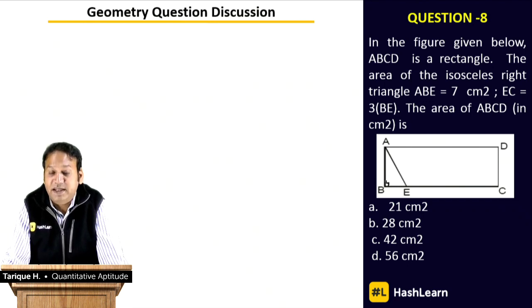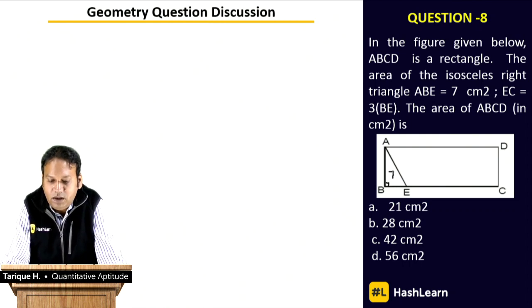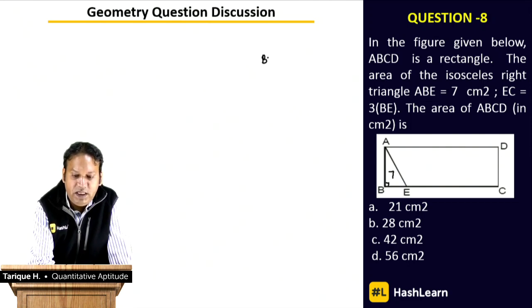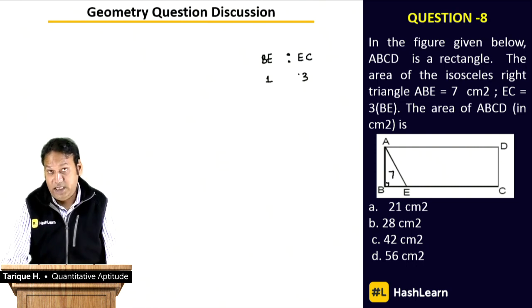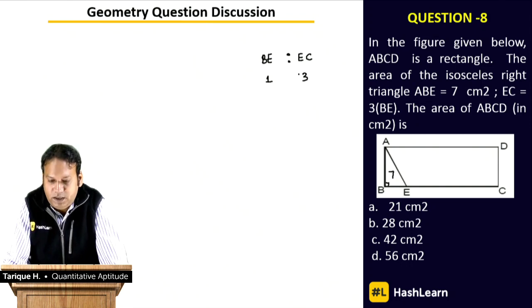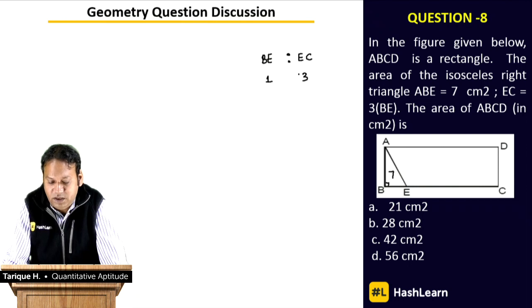What is given to us is that the area of this triangle is 7. So I'll just write on here 7. All right. And also it's given to us EC is equal to 3 times BE. So the ratio of BE and EC is 1:3, because EC is 3 times BE. So if BE is 1, EC will be 3. What is the area of ABCD in centimeter square?